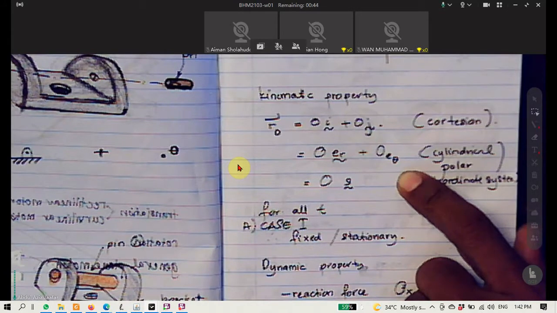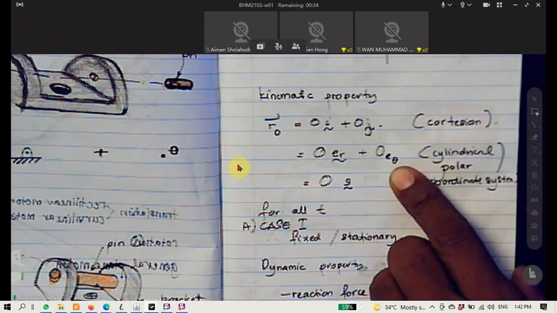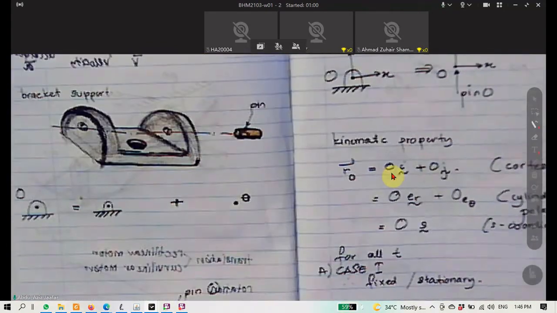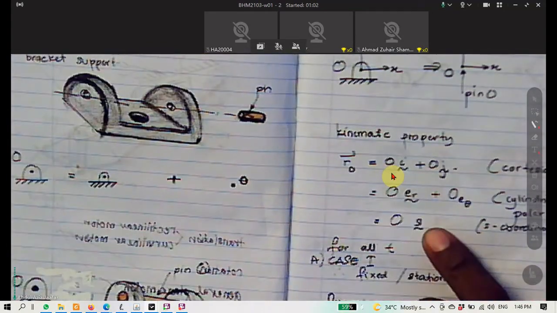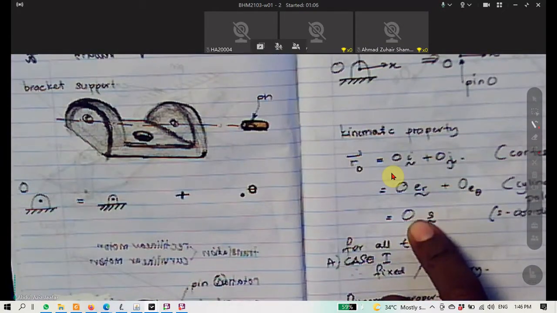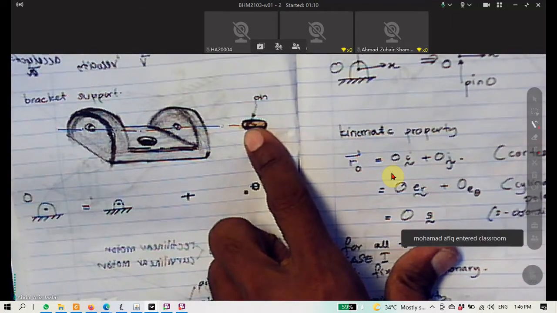I just add this angular position so that I know the angular position for these vectors. Just now we look at the pin O, and then we give the solution, the kinematic properties of pin O.